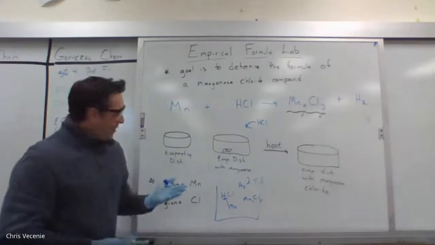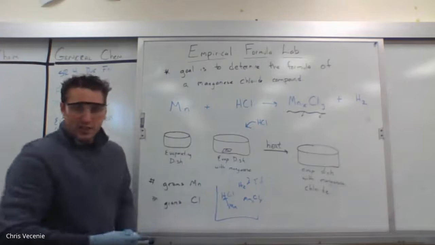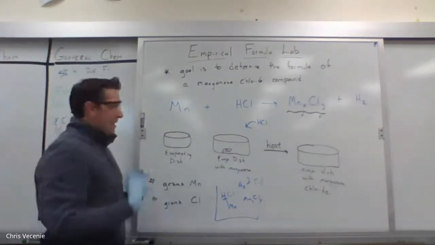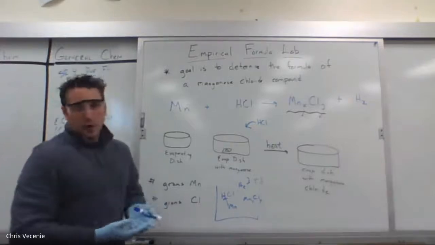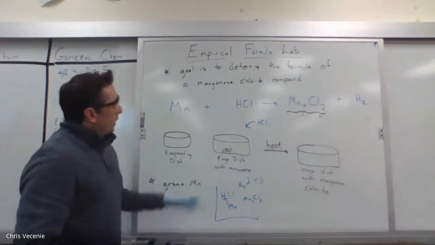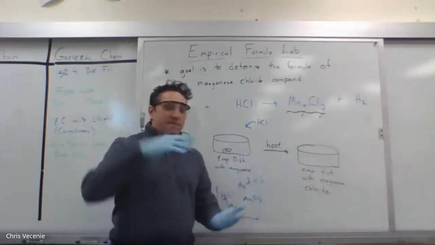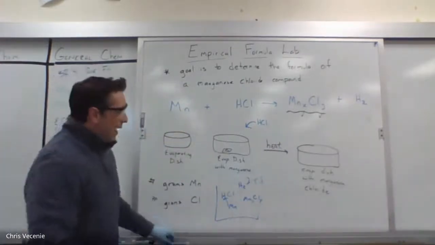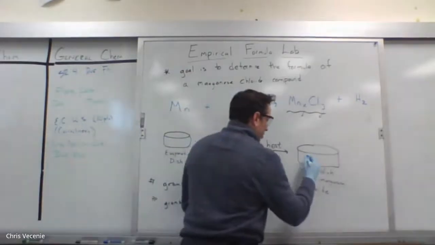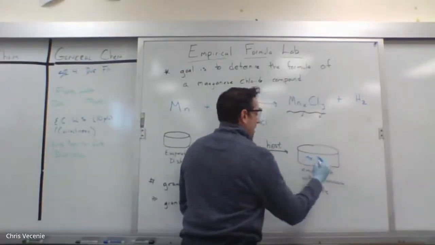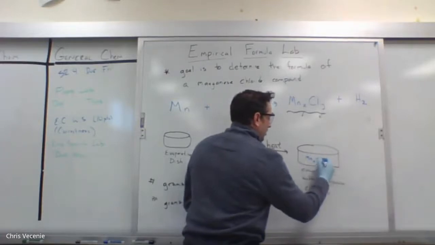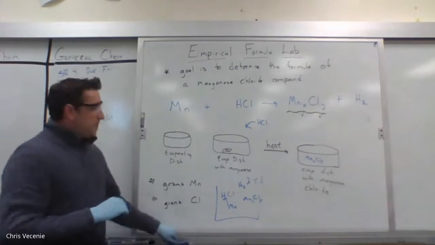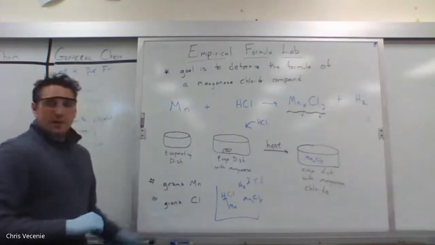So what's going to happen then is I'm going to have some leftover HCl that I need to get rid of, right? The hydrogen's gone, but the unreacted hydrogen chloride isn't. So what I'm going to do is heat it on a hot plate to evaporate that liquid, the HCl, and what's left behind at the end should be my manganese chloride compound. And that's all the pieces of the puzzle I'll need to be able to get my chlorine.